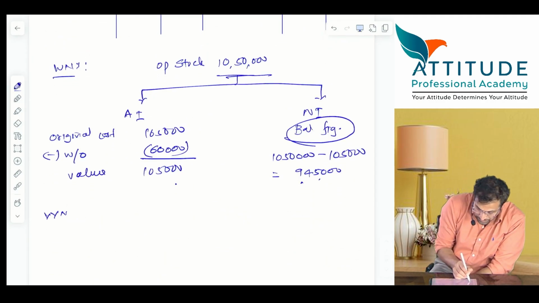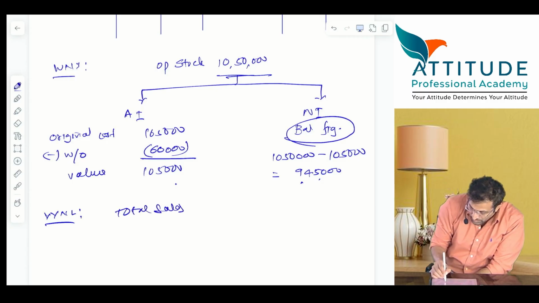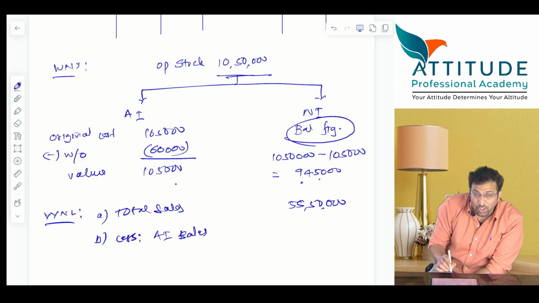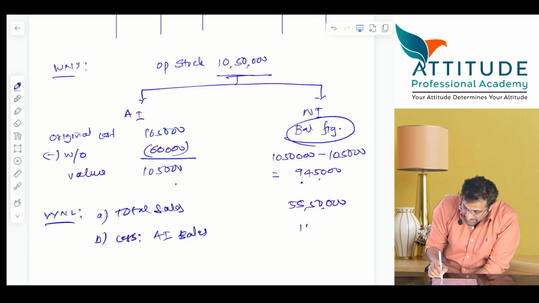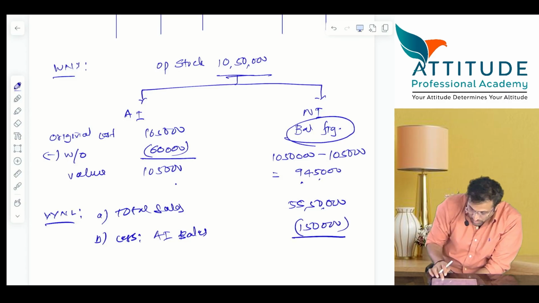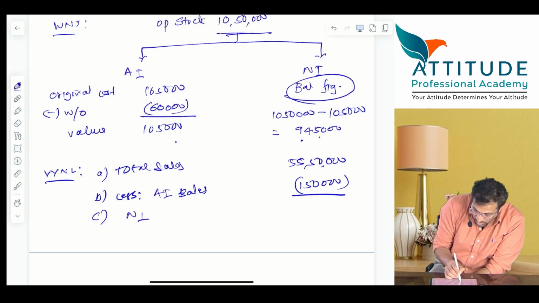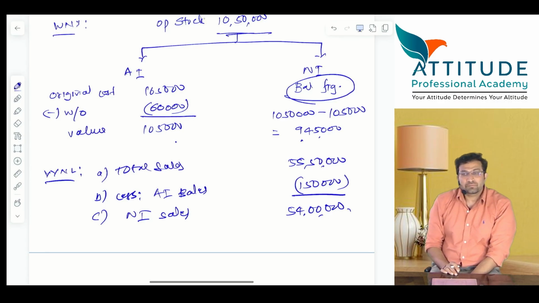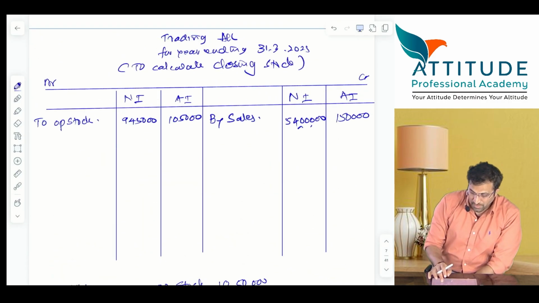सो क्या करना है? वर्किंग नोट नंबर 2, टोटल सेल्स. टोटल सेल्स कितना है? 55,50,000. Less abnormal item sales. Abnormal item AI sales. AI sales means abnormal item sales. Abnormal item sales कितना है? 1,50,000. So normal item sales 54 lakhs. All of you got it? वही मैंने लिया है. समझ ला?